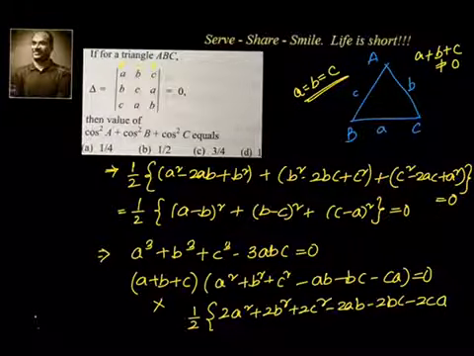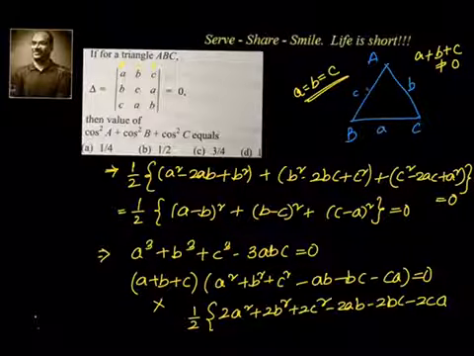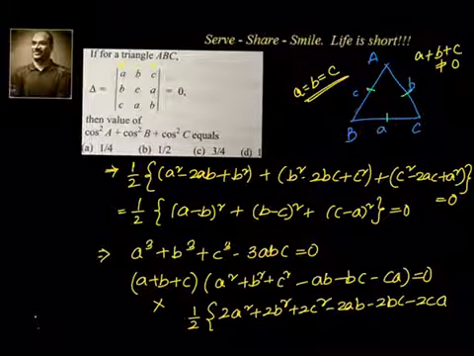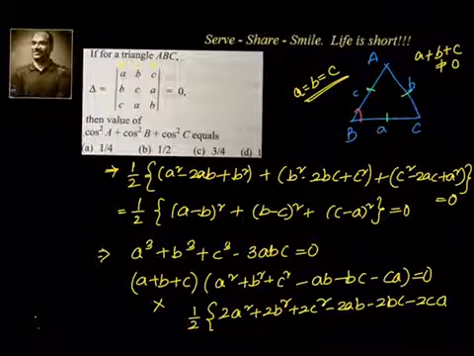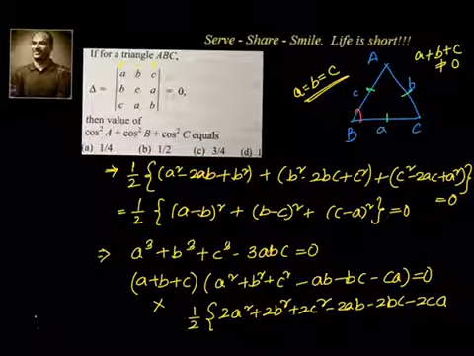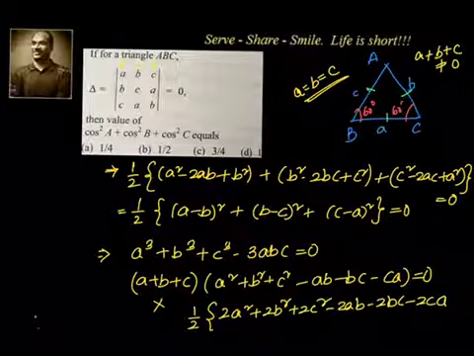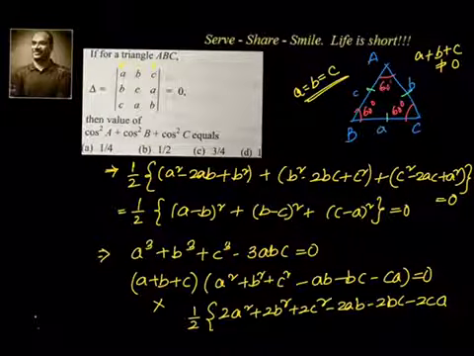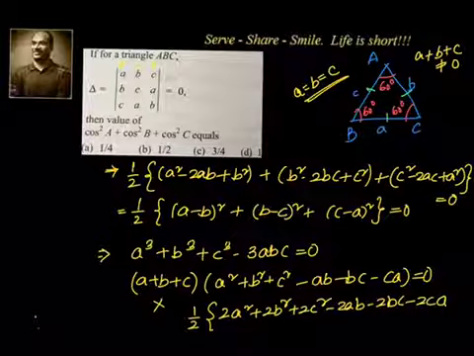Now once a equal to b equal to c, what type of triangle is it? Yes, you are right. It's an equilateral triangle. That means all three sides are equal. Once all three sides are equal, we know that the angles are 60 degrees. So capital A is 60, capital B is 60 and capital C is 60. What is it that we have been asked?